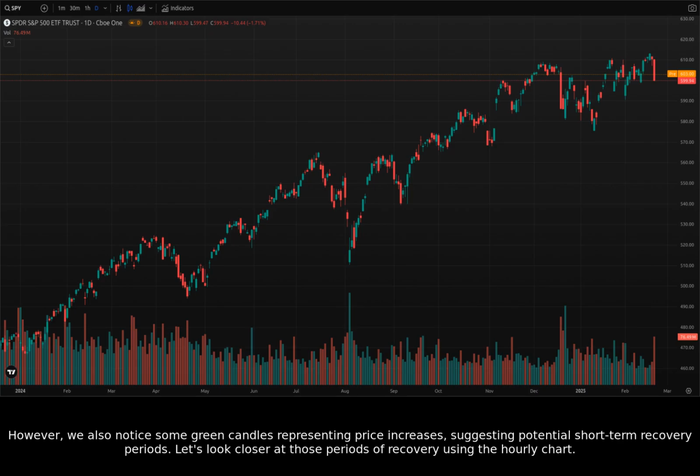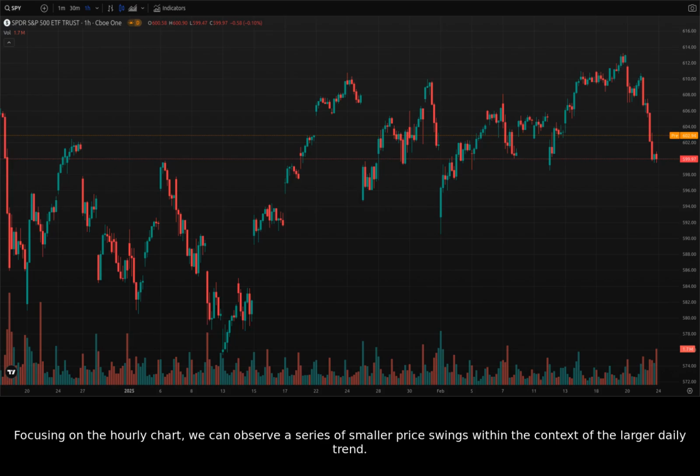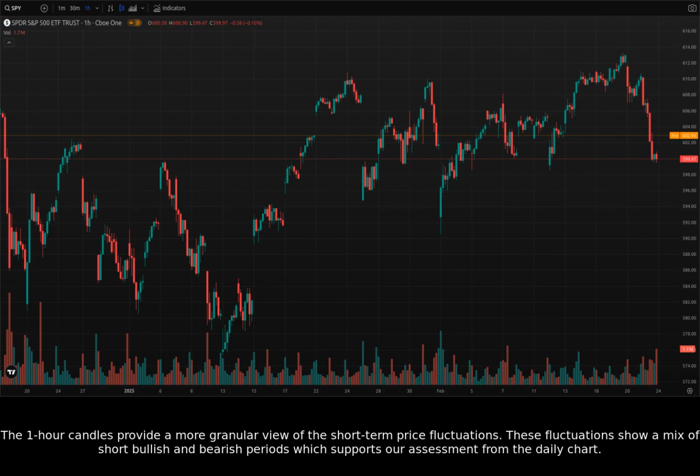Let's look closer at those periods of recovery using the hourly chart. Focusing on the hourly chart, we can observe a series of smaller price swings within the context of the larger daily trend. The 1-hour candles provide a more granular view of the short-term price fluctuations. These fluctuations show a mix of short bullish and bearish periods which supports our assessment from the daily chart.